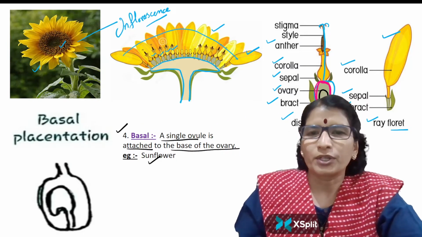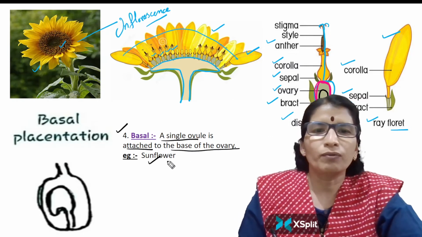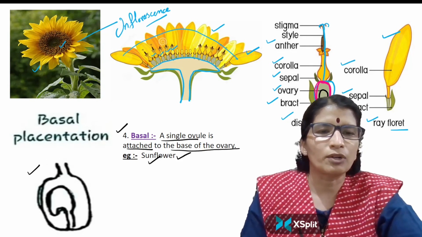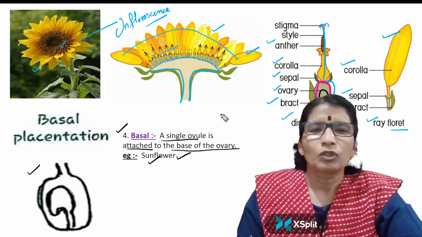So this basal placentation you can clearly see in the disc floret of sunflower. The simple diagrammatic representation of basal placentation is like this. In the examination, you have to draw this diagram only. This is enough for you. I hope you understand well about the 4 types of placentations.